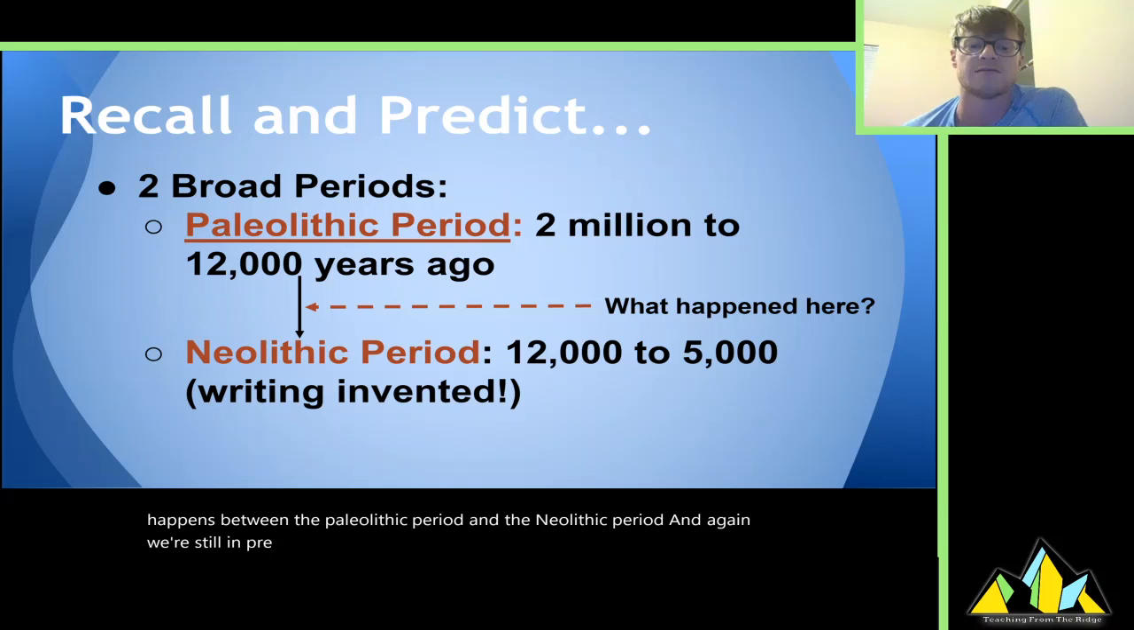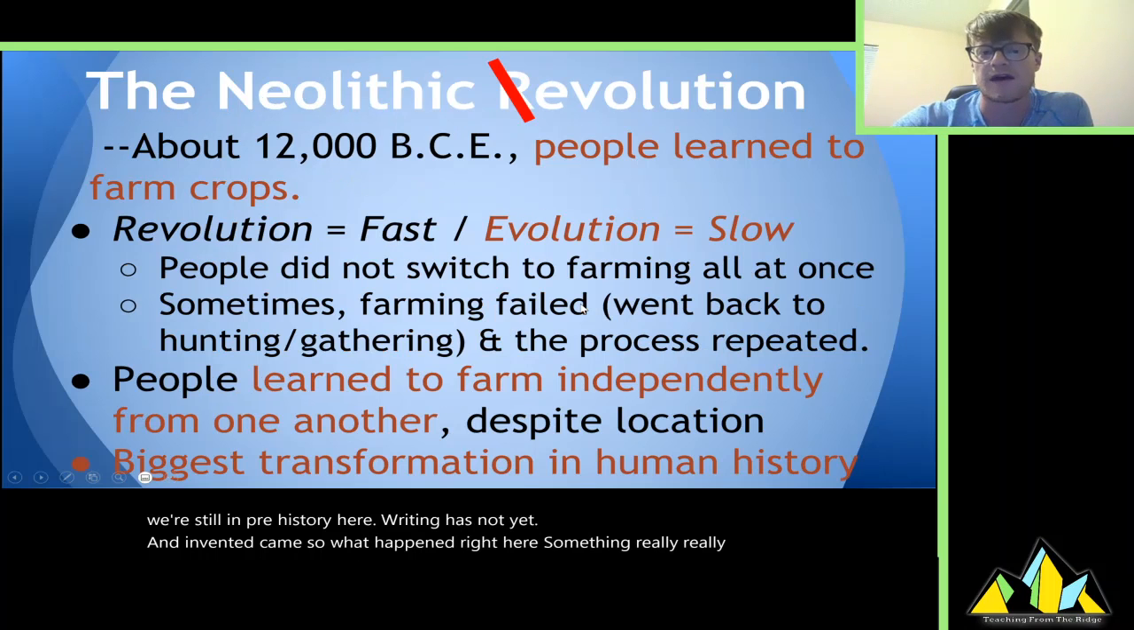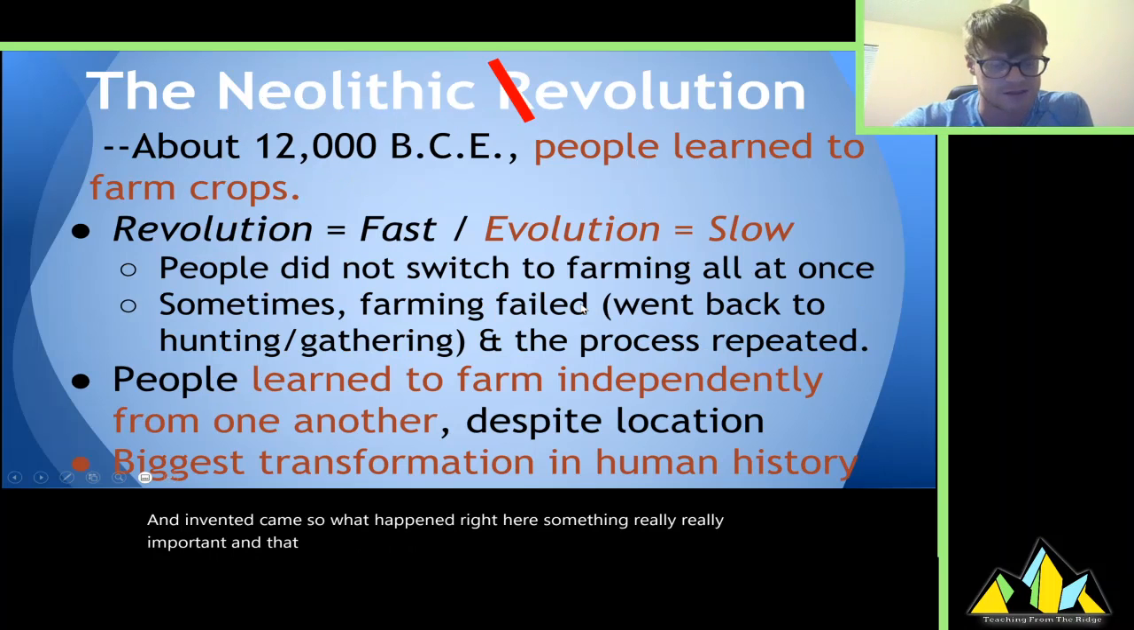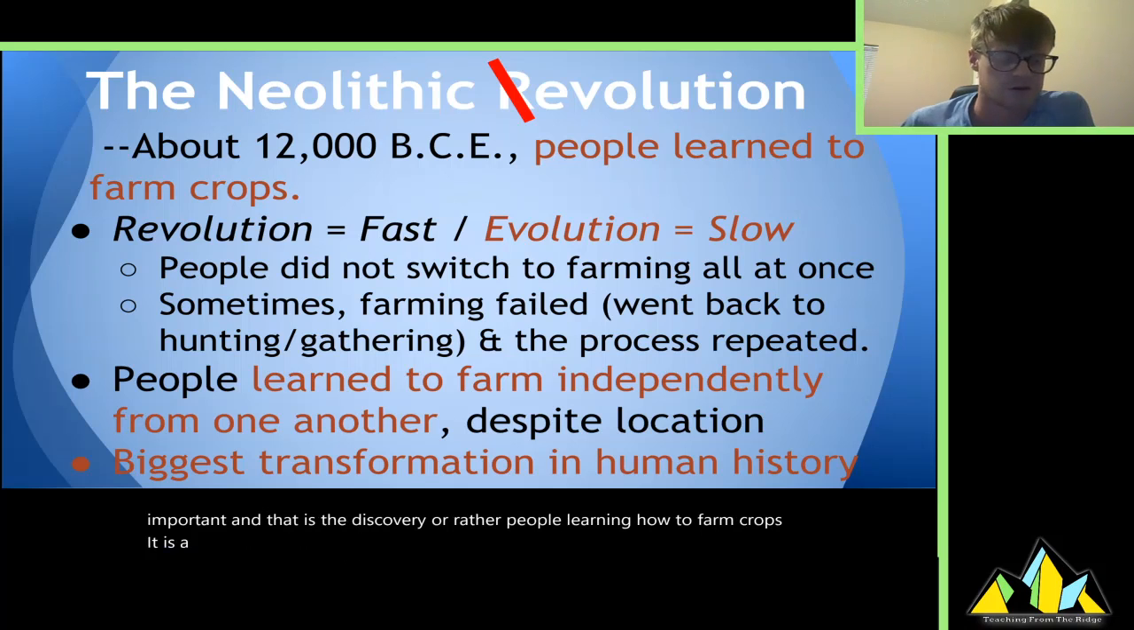Writing has not yet been invented. Okay, so what happened right here? Something really, really important. And that is the discovery, or rather people learning how to farm crops. It is a massive transformation in human history.